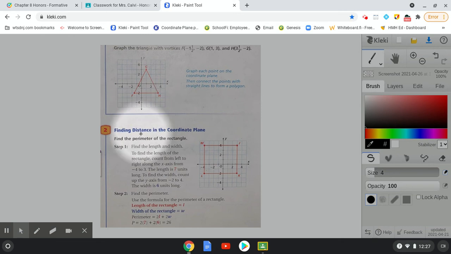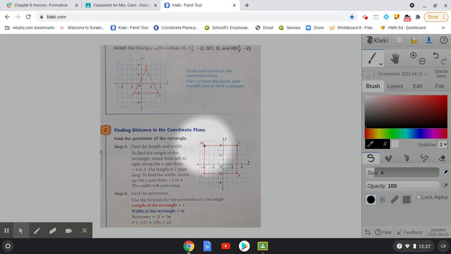Now, let's say they want you to find the distance in the coordinate plane. So it says, find the perimeter of the rectangle. So what they did was they first plotted the points that they listed here. So they plotted J, K, L, and M based on the coordinates that they were given. And then they want to find the perimeter. You should know that finding the perimeter means adding up all of the sides.